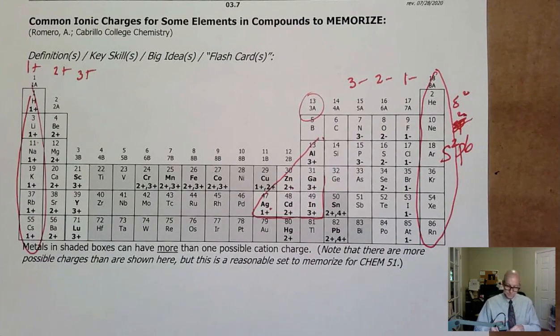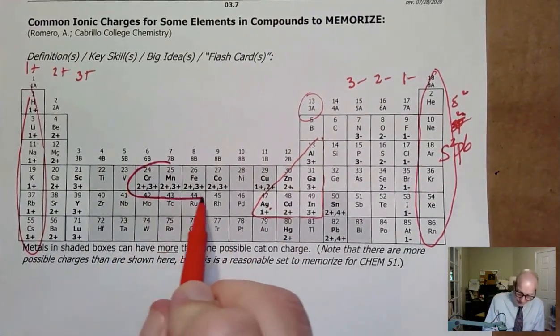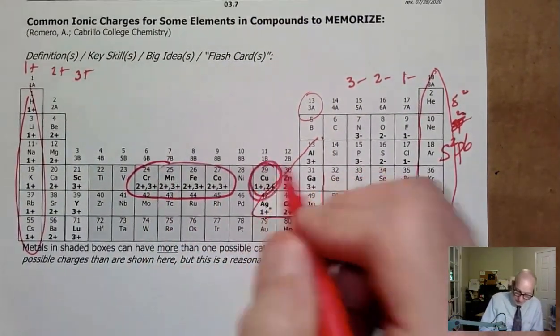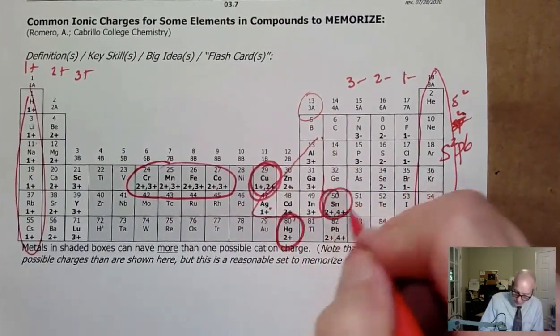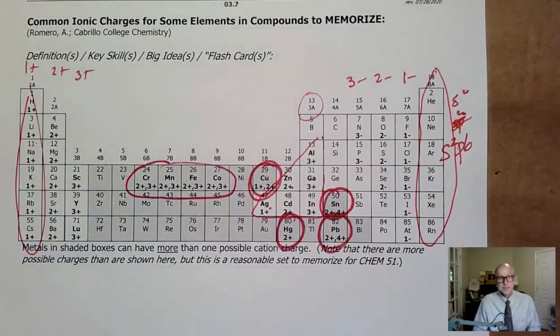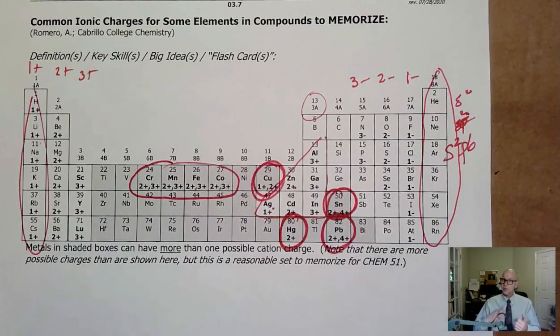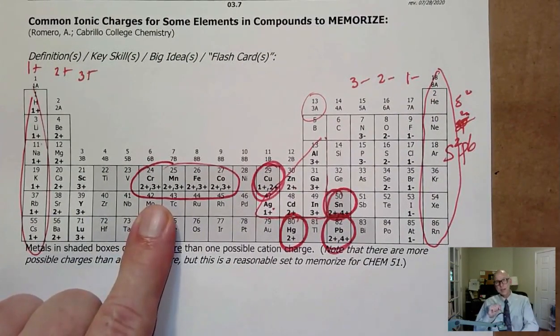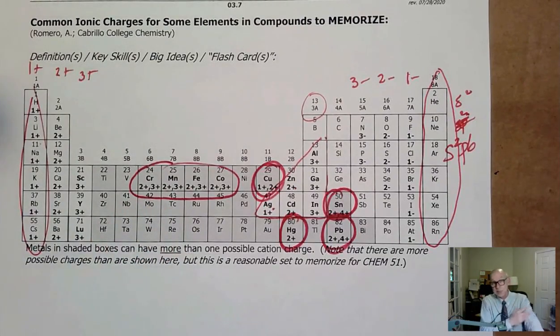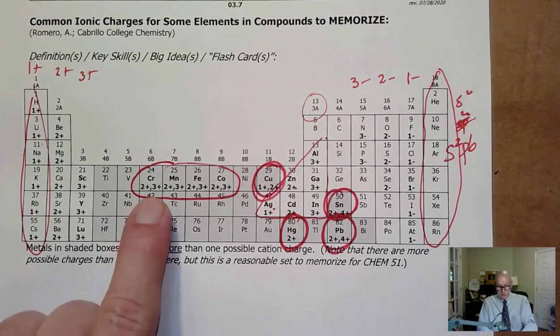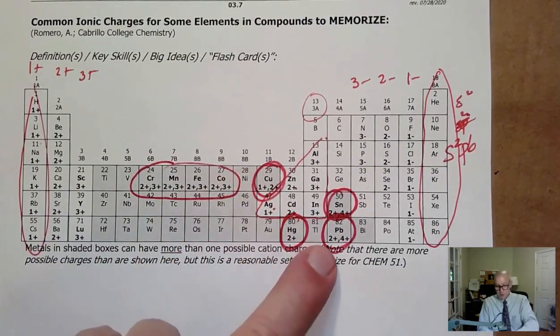Okay, now, there's this fuzzy area that gives us a little bit of heartburn. But if I look at these common metals, chromium, magnesium, iron, copper, mercury, tin, and lead, is there anything you could put on your flashcard that would at least help you? If you have to make a guess, these eight elements are weird. They have more than one possible charge. What would my flashcard say that would get me most of the time? How about 2 plus? 2 plus, 2 plus, 2 plus.